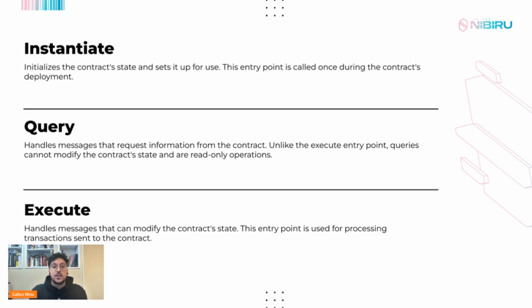Now, execute is one of the most important ones. It handles the messages that can modify the state of the contract. So when a transaction is sent to the contract, it is processed by the execute function. It can be stuff like modifying the state, sending tokens, minting something, burning some tokens. It can be things like that.